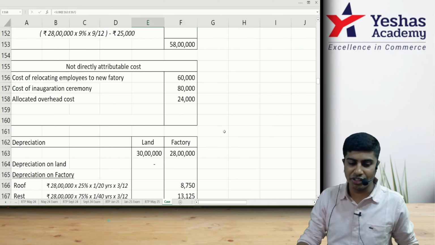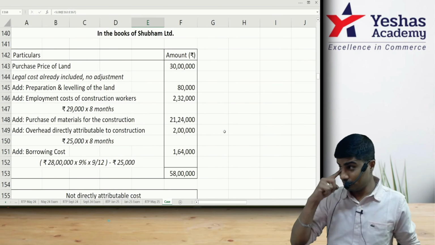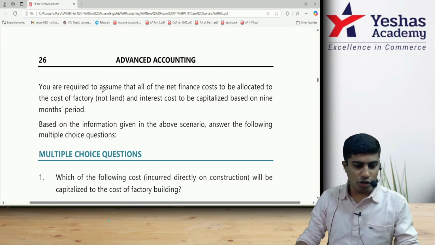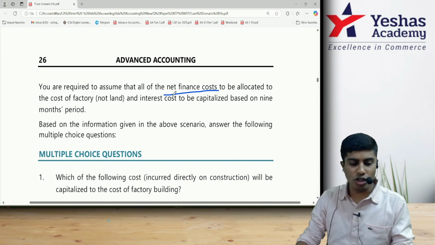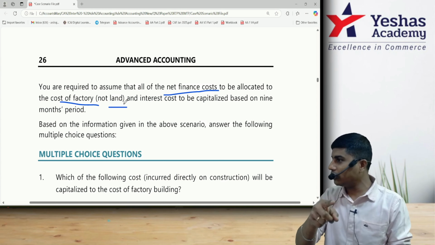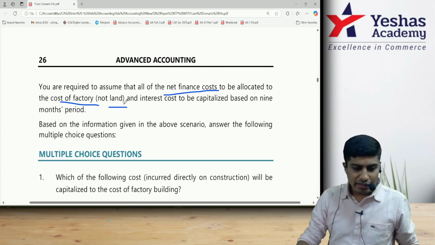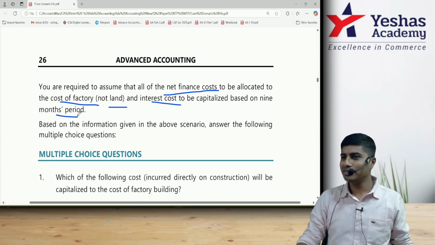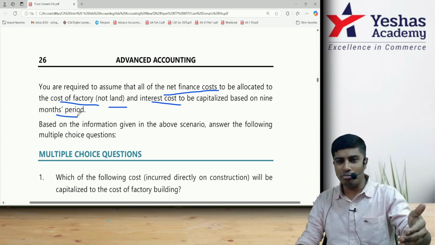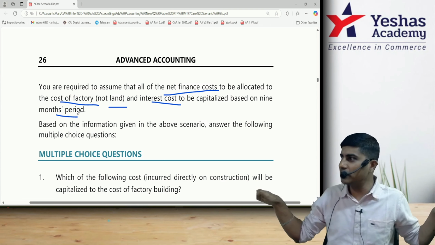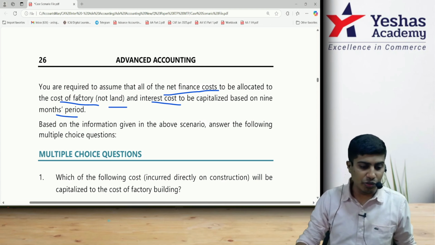We've done all computations. Now all that we need to do is just answer the questions. Come on. What is the first question? They've told you are required to assume that net finance cost is to be allocated to the cost of the factory, not land. Obviously, land is not a qualifying asset. Borrowing cost will be added to the factory only. We've done that. They told interest cost to be capitalized based on a 9 months period. We did already 9 months period. We took from 1st of April to 31st December.